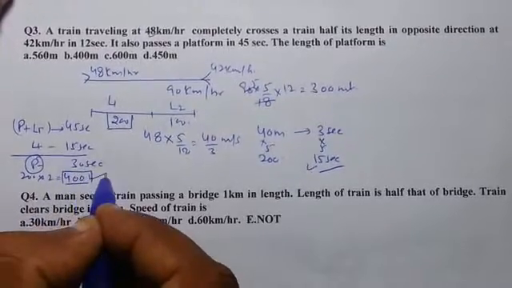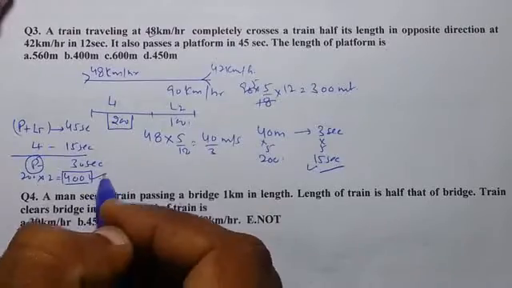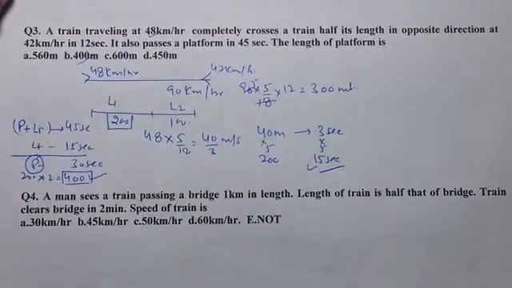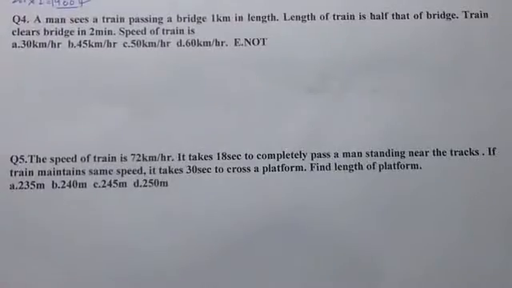So what is the length of the platform? The length of the platform is 400 meters. So do we have the answer as 400? Yes, we have the answer as 400. Correct. Let us see another question.